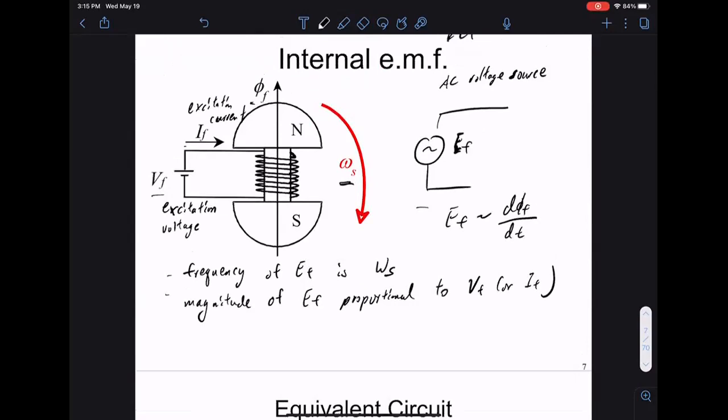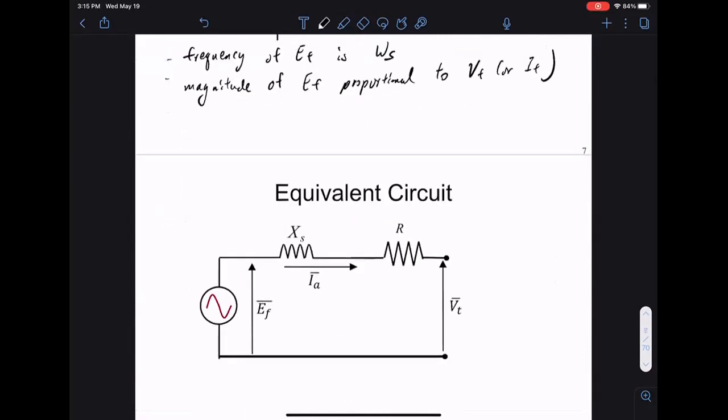So then, to be a more complete model, what we have is this AC voltage source. Then we have this voltage source sitting behind a reactance XS and a resistance R. So this is VT. VT is called the terminal voltage. Terminal voltage means this is the voltage you'll see when you look into the machine.